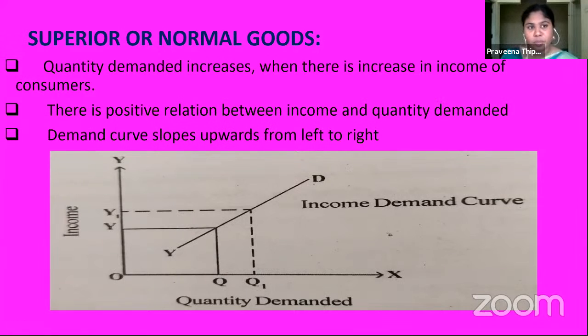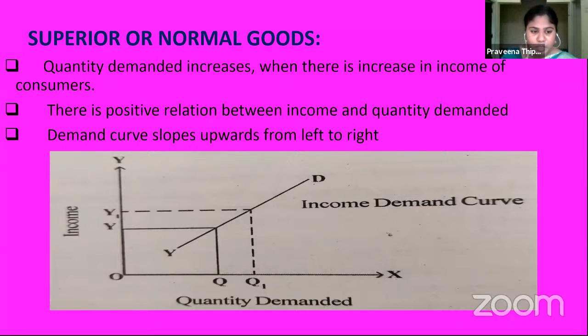Superior or normal goods: we'll see how the demand curve will be in case of superior or normal goods. When there is an increase in the income of the consumers, the quantity demanded also increases. There is a positive relationship between income and quantity demanded. So the demand curve here slopes upwards, children, from left to right. See the x-axis. The x-axis represents the quantity demanded and the y-axis represents the income of the consumer.